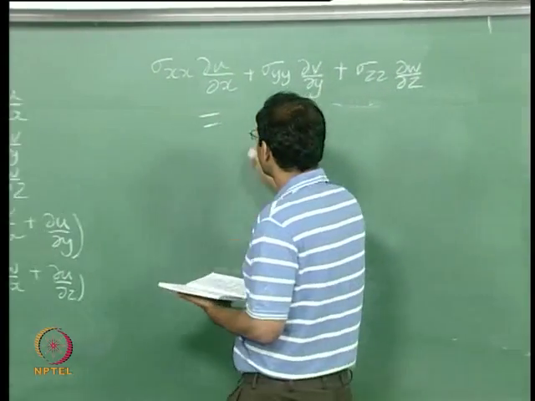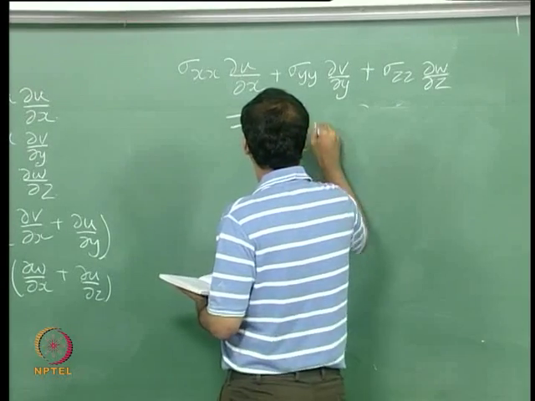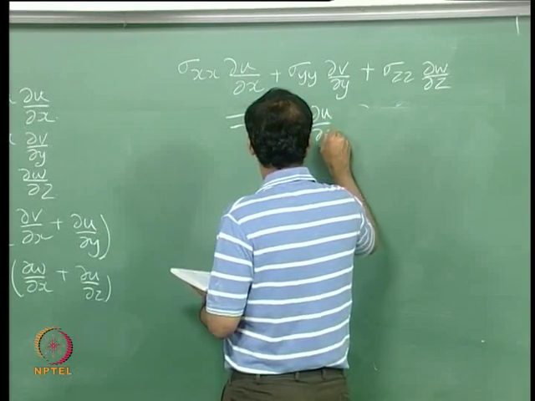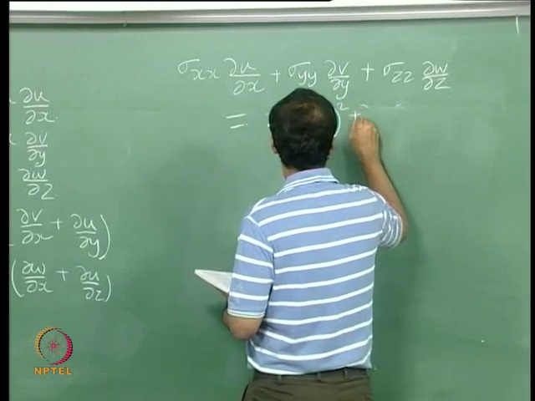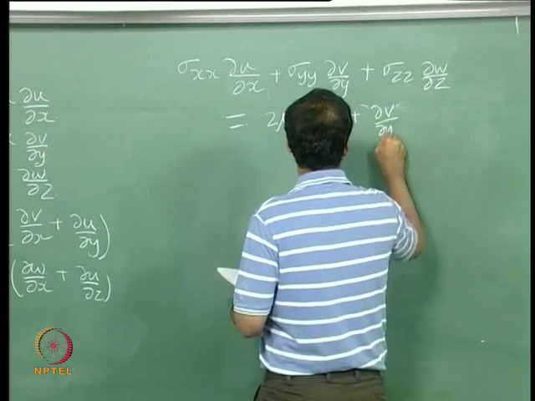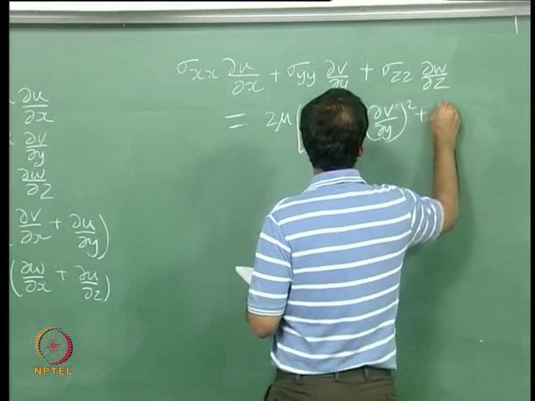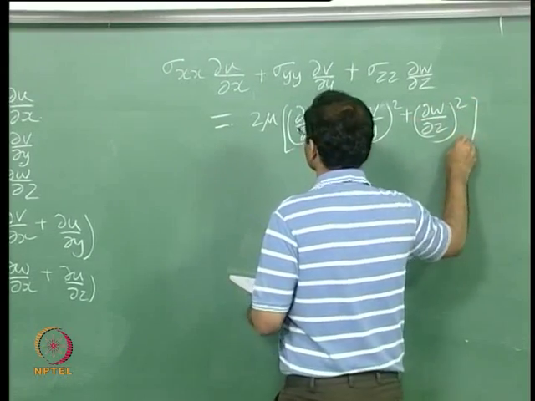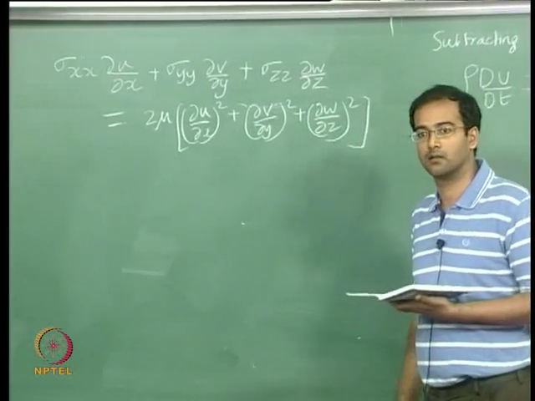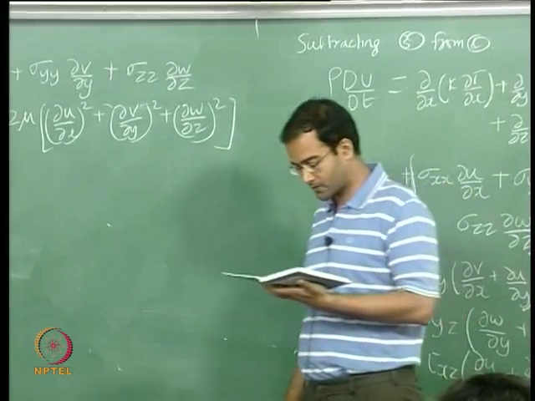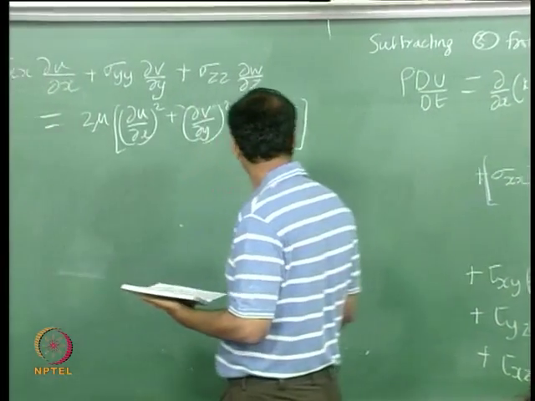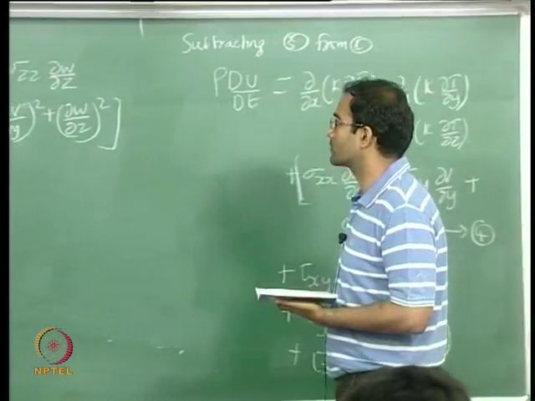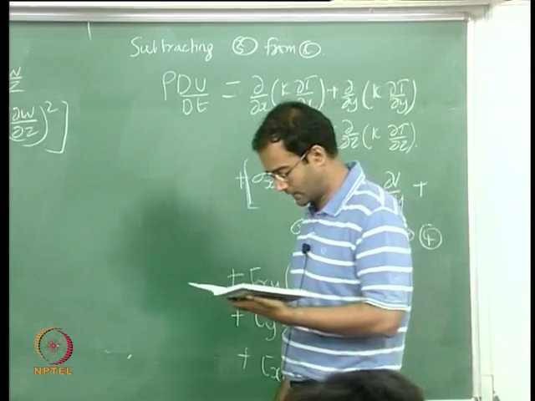So finally you will have 2 nu du by dx the whole square, dv by... Okay, so the incompressible approximation is going to simplify this particular normal stress work.